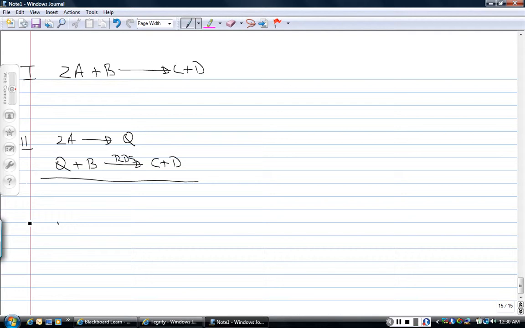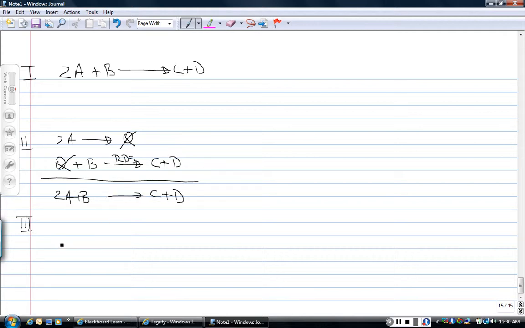Or maybe there's a third option. Let's say maybe 2A, let's say maybe B. It may well be that, no, that's wrong, I didn't add these together, the Q's will go out. So that's 2A plus B gives C plus D.